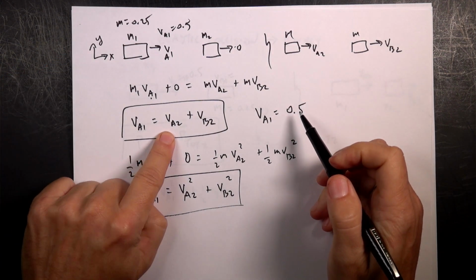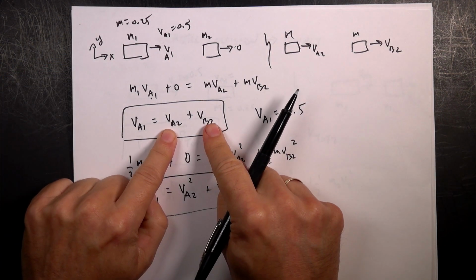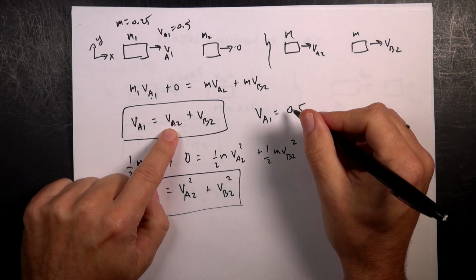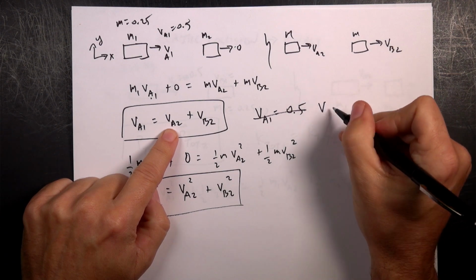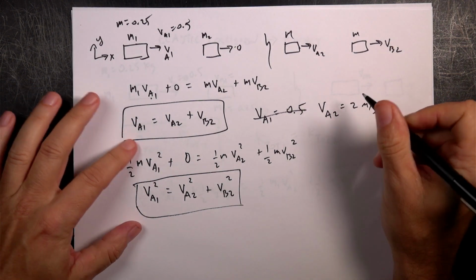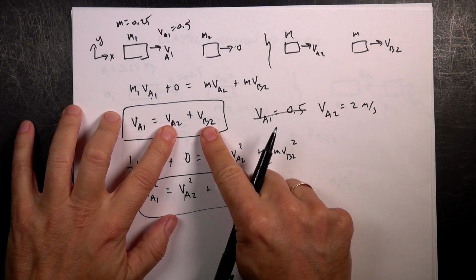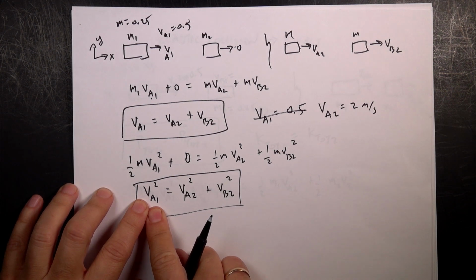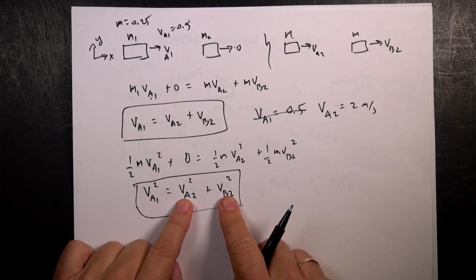So here, what are some options? Well, each of these could have the same velocity, 0.25 and 0.25. Or let's say VA1 is 2 meters per second. Then this could be 1 and 1. But if that's the case, over here I'd have the initial velocity squared, which is 4. 1 squared plus 1 squared is not 4. So it doesn't work.